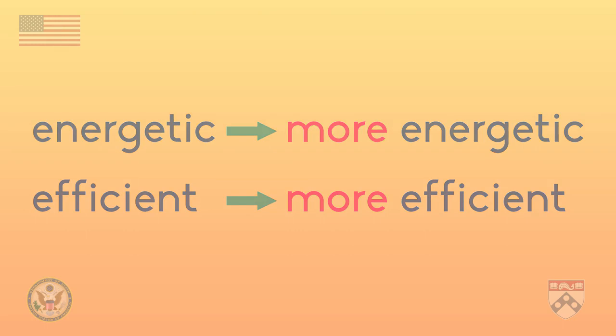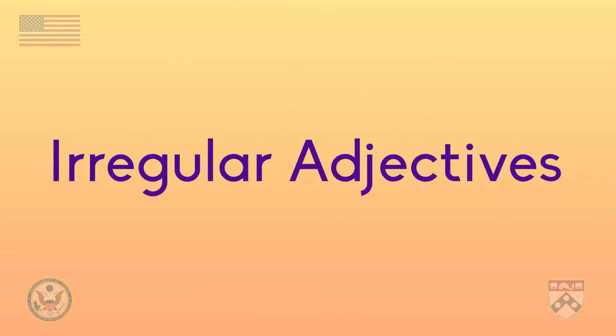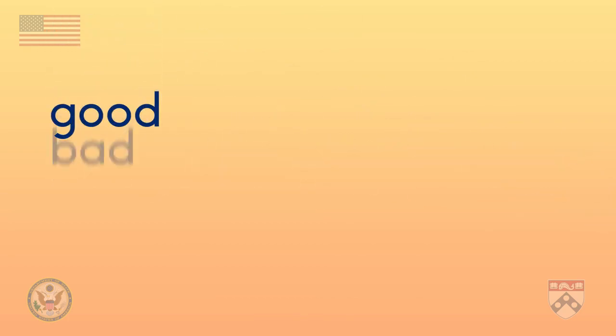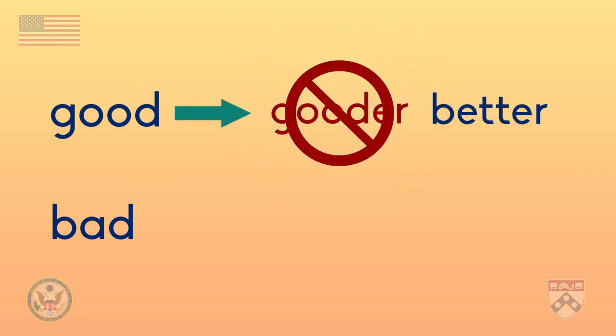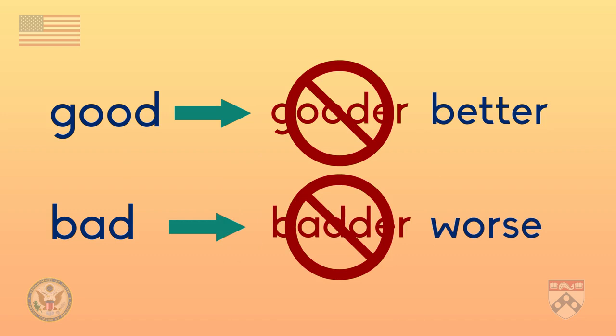There is one more thing to remember. Some adjectives do not follow the rules. We call these irregular adjectives. The two most common are good and bad. The comparative for good is not gooder, it is better. In the same way, we do not say badder, we say worse.